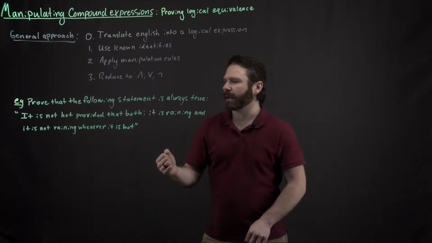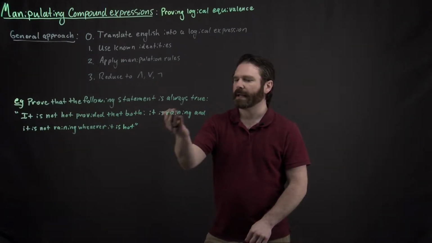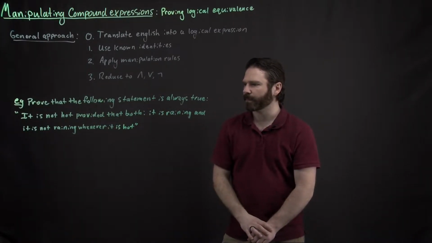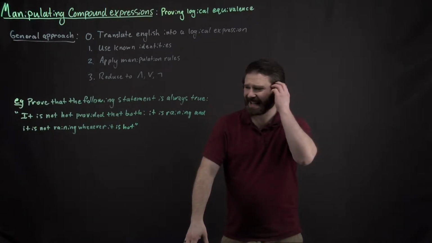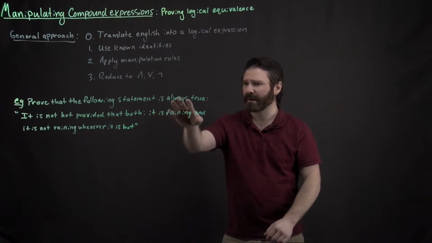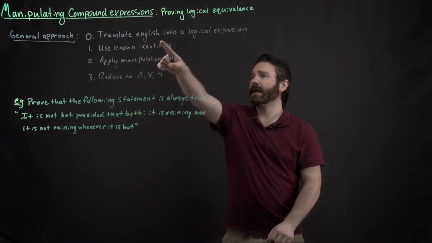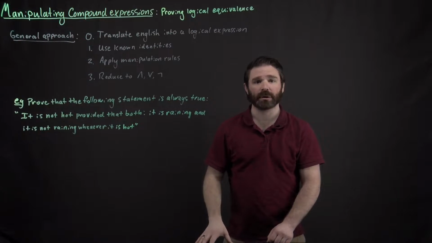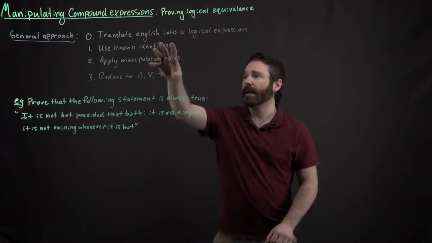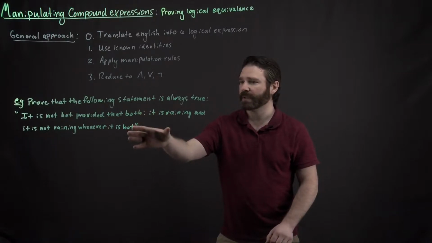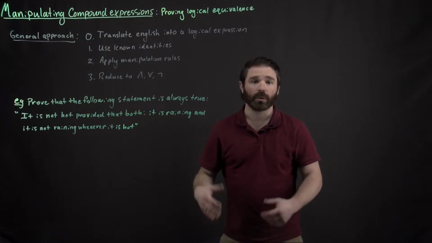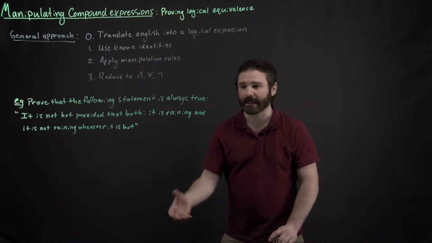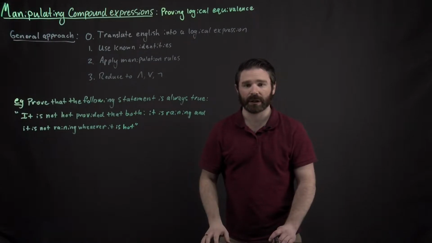It is not hot, provided that both it is raining and it is not raining whenever it is hot right here. Well, that's hard enough to parse as is, not to mention trying to figure out if it's always true or not. So I'm definitely going to have to take my first step right here and translate this English statement into a logical expression. And only then can I apply the rest of my steps to try to prove that this statement is always true, or that it's a tautology. So the very first step in my proof is I'm going to have to translate this into a logical expression.